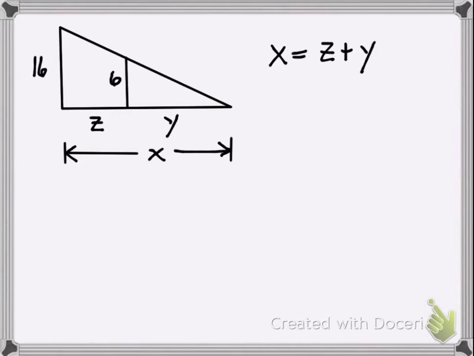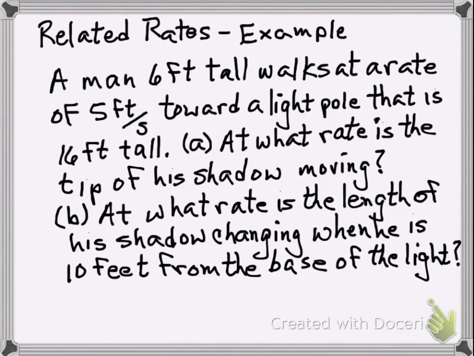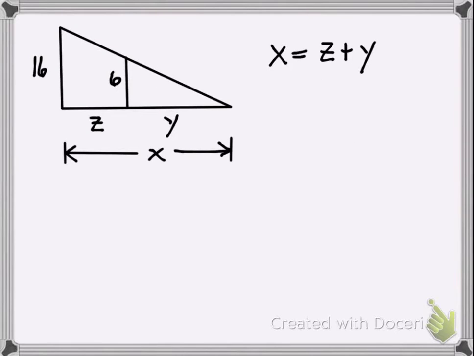Now, if we go back and look at the problem, it says that he's walking at a rate of 5 feet per second toward the light pole. And so that means that the distance Z is decreasing. So we can say that dz/dt, which is the rate at which Z is changing, is equal to -5 feet per second.